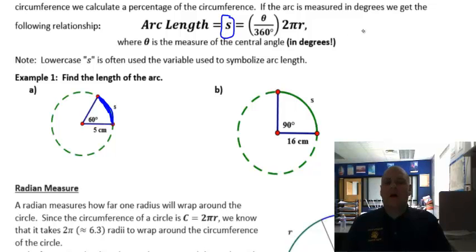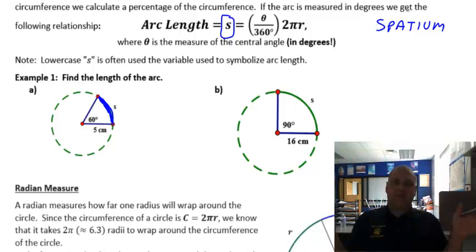Lowercase s. You might think, why would arc length be represented by s? It's not even the same letter. Well, it's actually from a Latin word, spatium. I don't know if I'm saying that right. Something like that, which is Latin for distance, space, or length. That's where they got that letter from. Pretty much it's used to represent length. It's also used to represent distance, but it's most commonly used for arc length, that lowercase s.